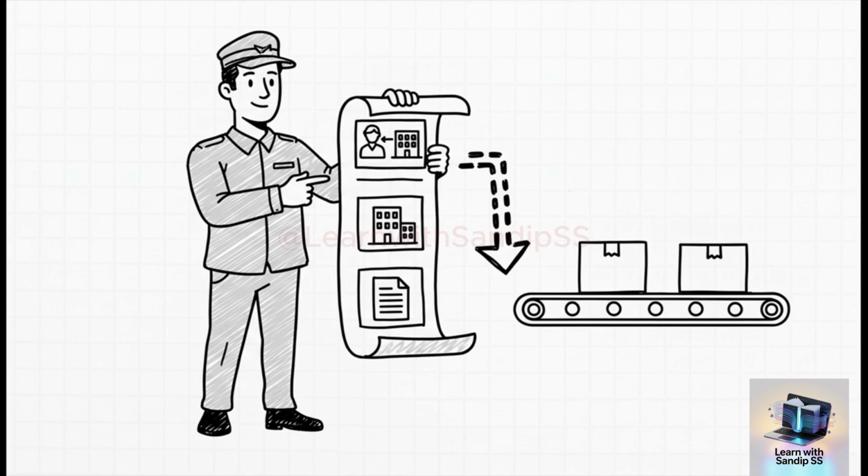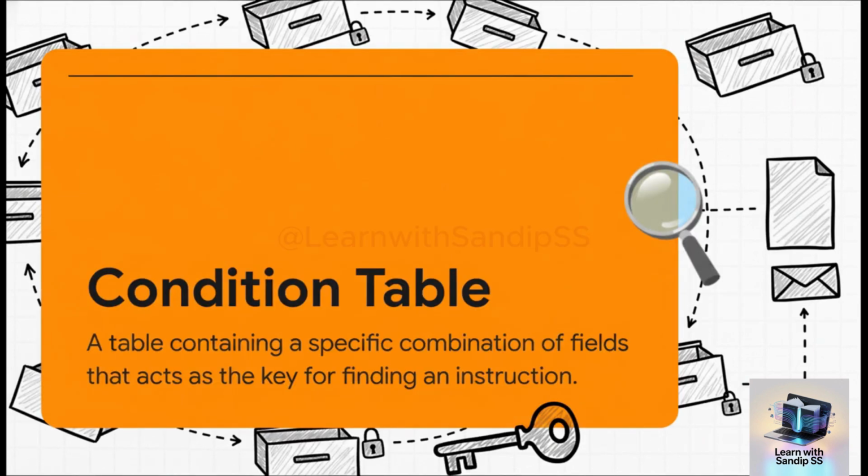The rulebook says, first, check if there are special VIP instructions just for this supplier. If not, okay, no problem. Let's be a little more general and just check for instructions for this type of document. It always searches from the most specific rule down to the most general. So the access sequence tells our clerk which filing cabinets to check and in what order. The condition tables are those filing cabinets.